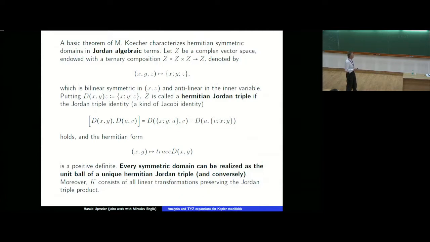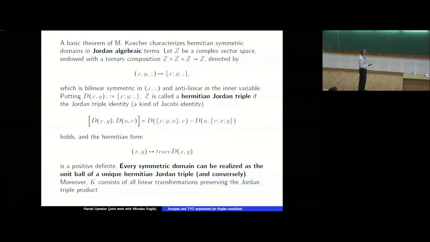And in this case, the group K, that plays a major role from now on, consists of all transformations preserving the triple product. So it's not algebra automorphisms, but triple automorphisms. It does not fix the unit element, if we come from the examples before, but it preserves the triple product, this XYZ triple product.